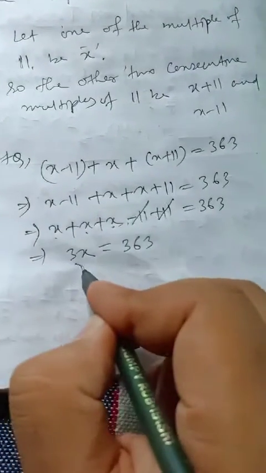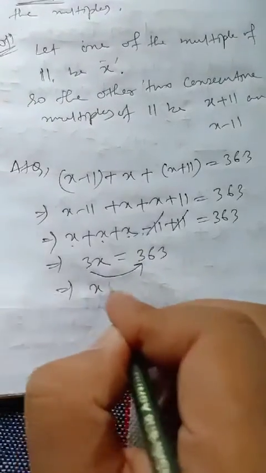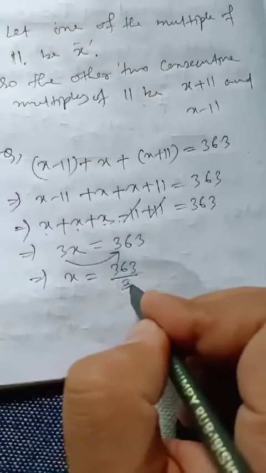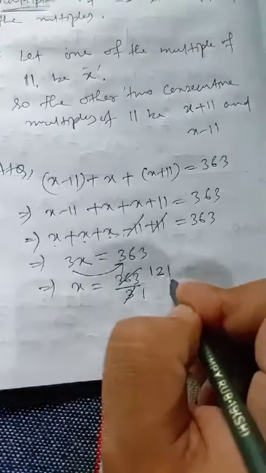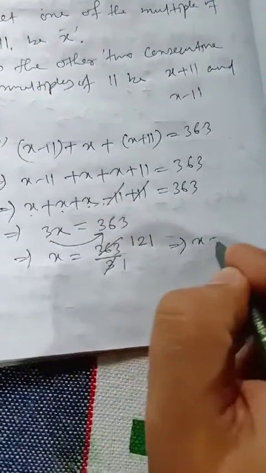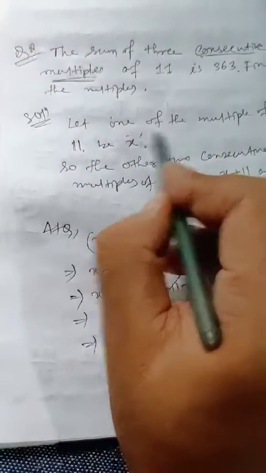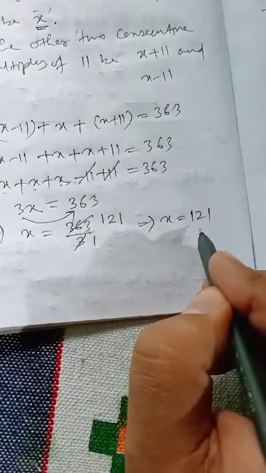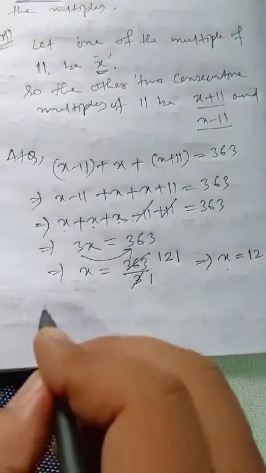If we transpose 3 to the right hand side, then it will divide. x is equal to 363 divided by 3. If we reduce the fraction, 3 1s are 3, 3 2s are 6, 3 1s are 3. So the value of x is 121. We have taken one of the multiples of 11 as x, so we got 121 as the multiple of 11. Next we have to find the other two multiples, that are x plus 11 and x minus 11. So let us find.